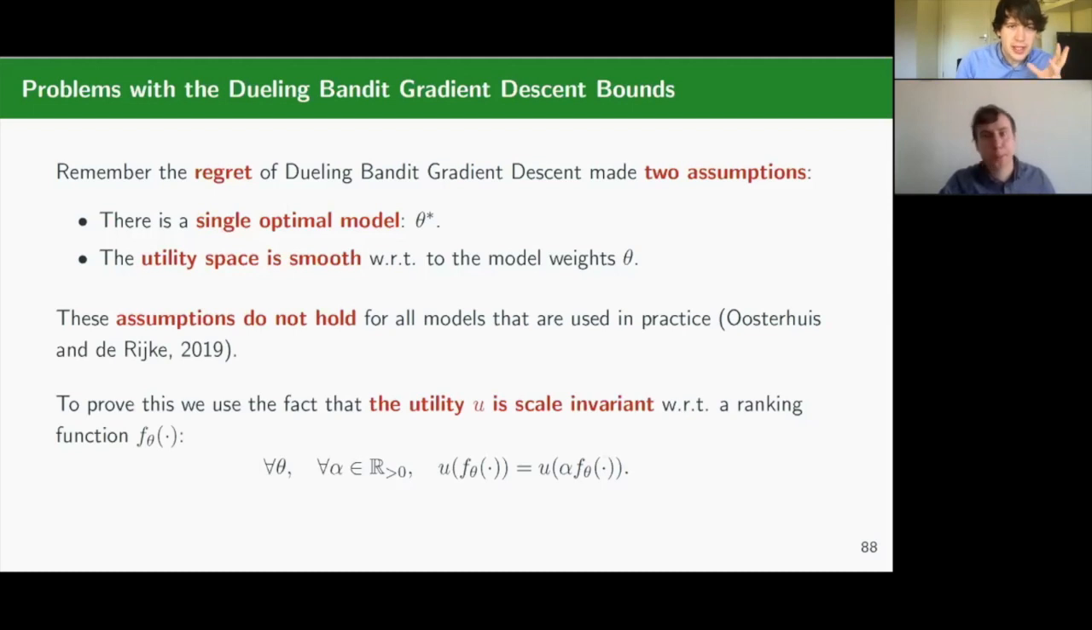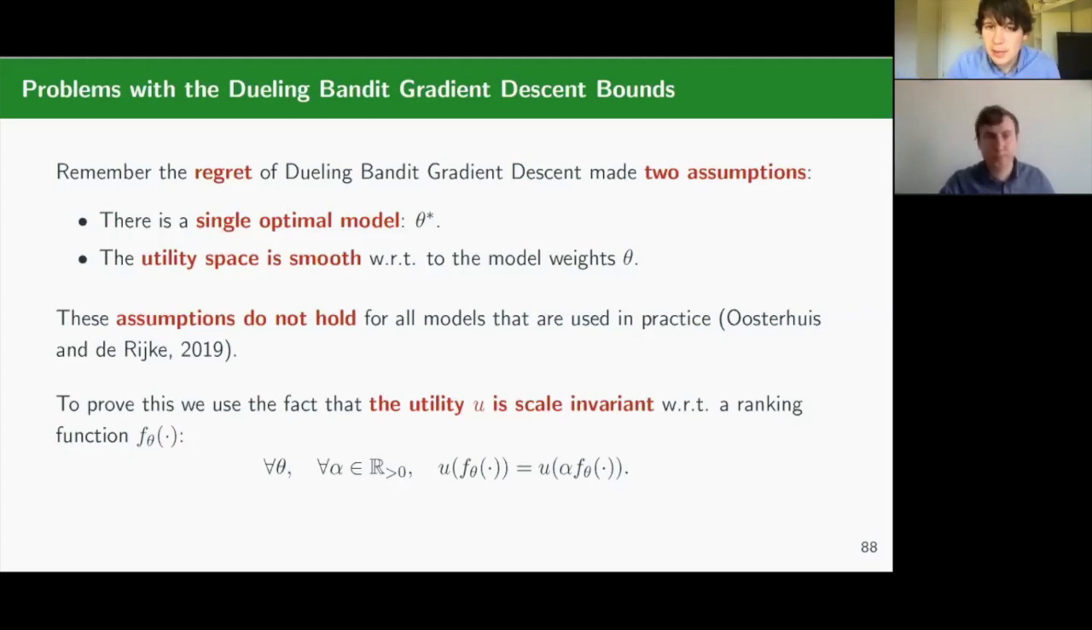It turns out that these assumptions don't hold for any of the ranking models that were used in practice. So any of the models that we described here, and the metrics that we described here, these assumptions don't hold. So the assumptions don't hold, so the proof doesn't hold either. It's unsound. The only thing we need to prove this is the fact that the utility is scale invariant with respect to our ranking model.